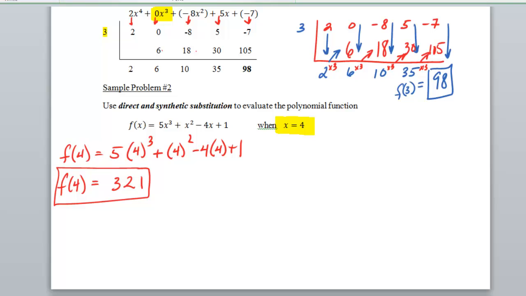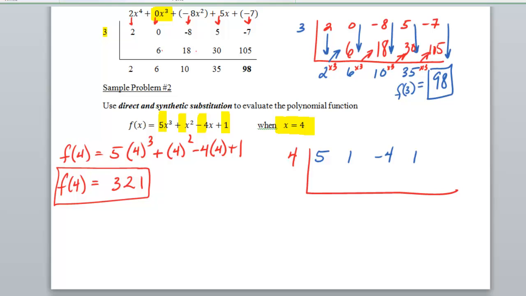Now I'll do this in a synthetic manner. So first thing I want to do is look here. Do I have any variables missing? I have x to the 3rd, x squared, x to the 1st, x to the 0. That's good. We always start with our highest exponent or our degree. We don't need to worry about a 4th or a 5th or a 6th, whatever. If the third degree polynomial is the highest, that's where we start. And so we take our coefficients, 5, 1, -4, and a positive 1, and you can see that I got that from each of these values here. And then I'll create my little box and I'll evaluate this at 4.